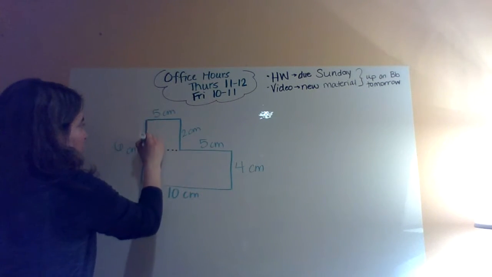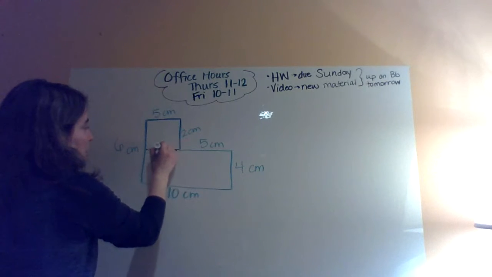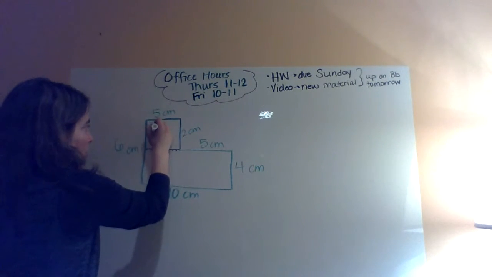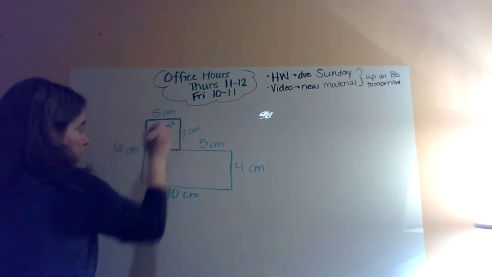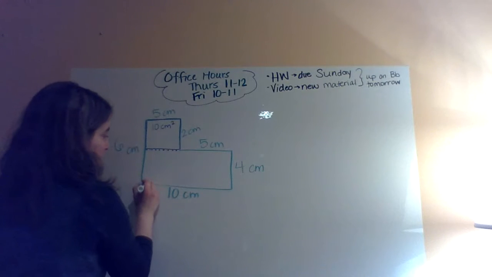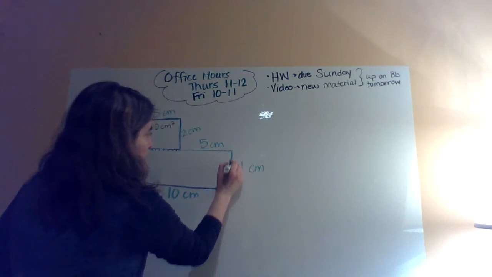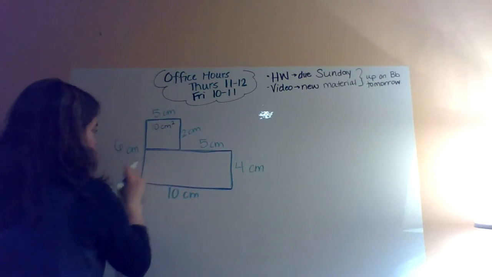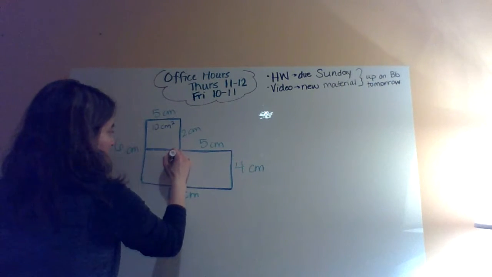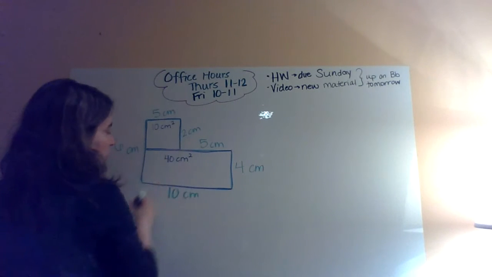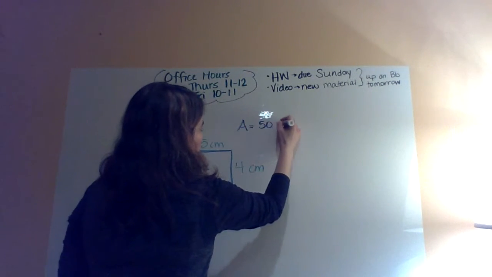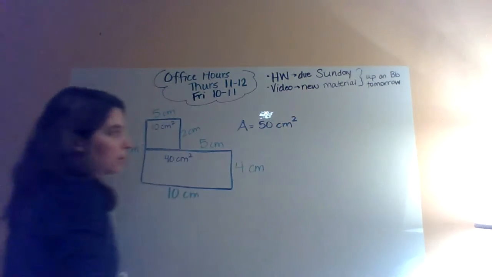If we look at this rectangle, the dimensions are 2 centimeters by 5 centimeters. So this is going to have an area of 10 square centimeters. This one now has a base of 10 and a height of 4. Right? 6 was for the whole thing, but this part is 2, this part is 4. So this is going to have an area of 40 square centimeters. So altogether, my area would be 50 square centimeters.